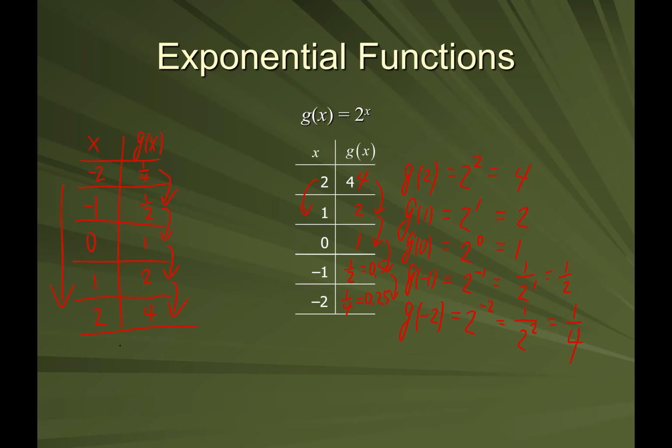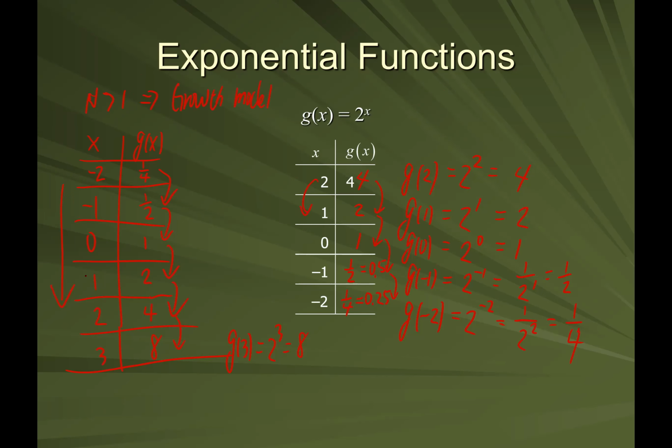If you want to move forward, let's say 3 here. So g of 3 equals 2 to the third power, that becomes 8. And again, it's doubling. So this is a very important characteristic of an exponential function when the base is greater than 1. So we have a growth model, meaning when x increases, the y value increases. And this particular case is doubling.